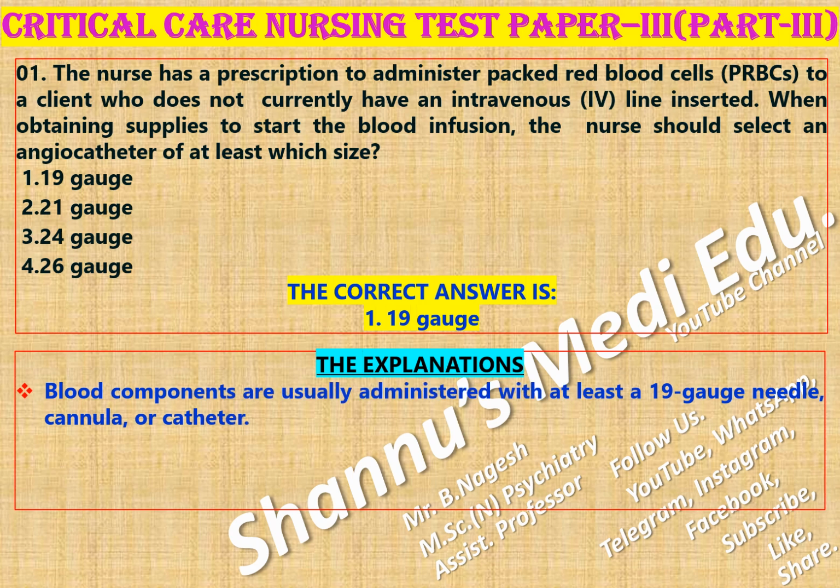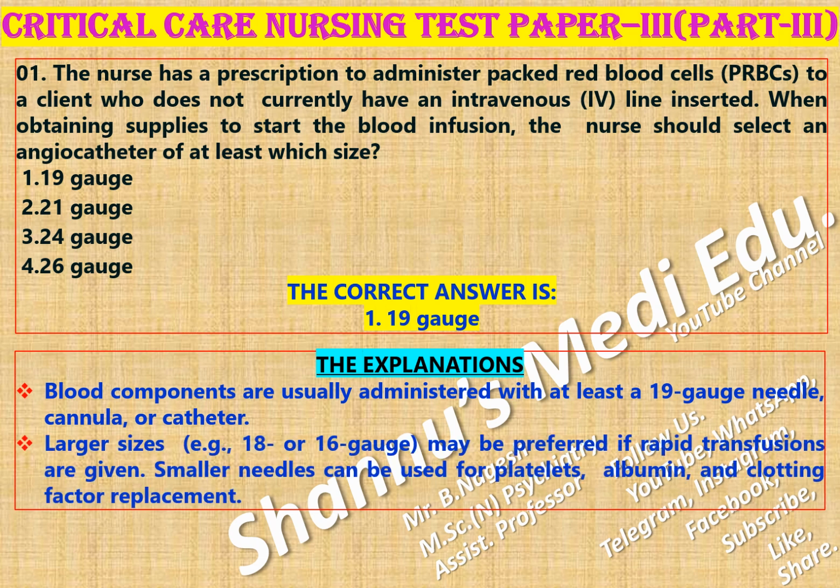The explanation of this question: blood components are usually administered with at least a 19 gauge needle, cannula or catheter. Larger sizes, 18 or 16 gauge, may be preferred if rapid transfusion is needed. A smaller needle can be used for platelets, albumin and clotting factor replacement.